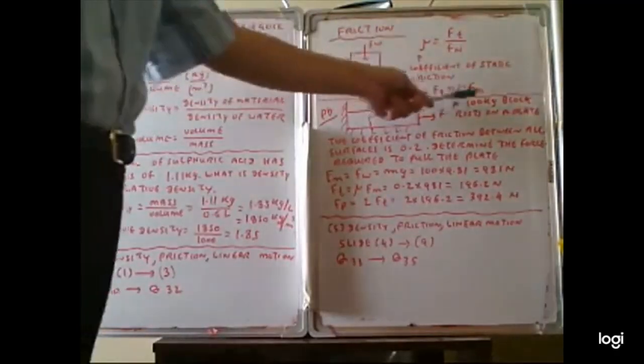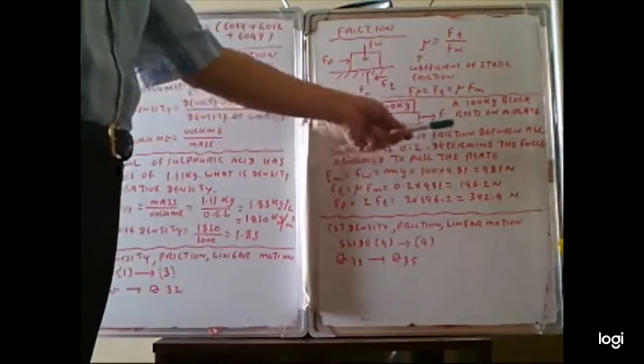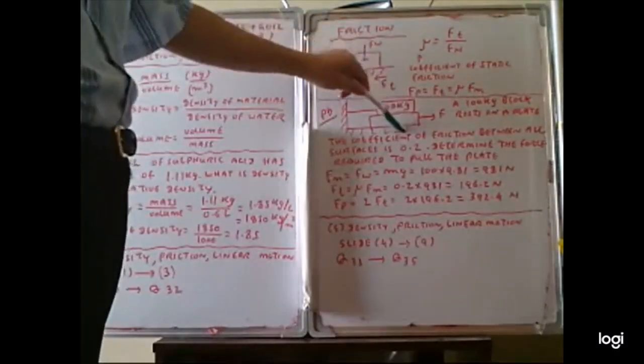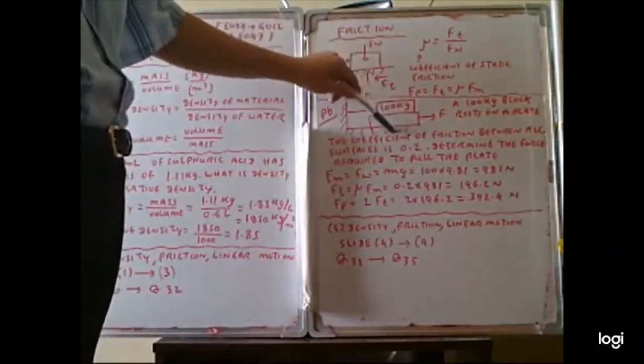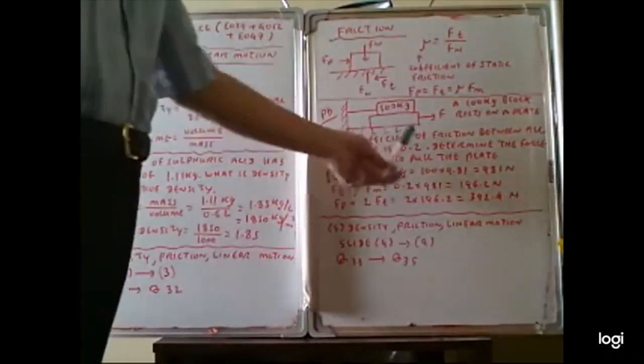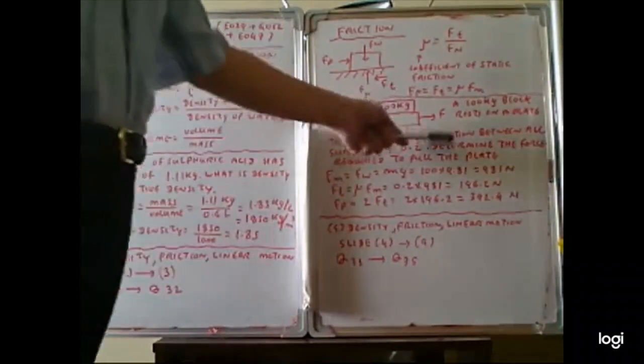So a 100 kilogram block is at rest on the plate. The coefficient of friction between all surfaces is 0.2. So this is the 100 kilogram block on this plate, and the plate on this surface. So there are two surfaces, two plates with a coefficient of friction. We have to determine the force required to pull the plate.